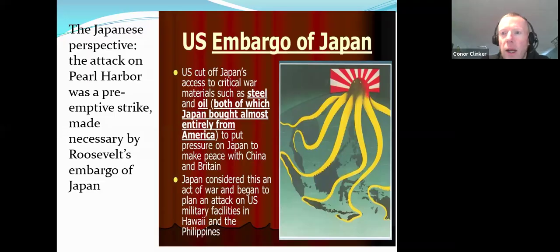So they decide, all right, the Americans are trying to choke us out by denying us access to steel and oil. We need to attack America preemptively. We need to throw the first punch to try to knock them out, to try to destroy their navy, much of which was in Hawaii. And that's the Japanese perspective.